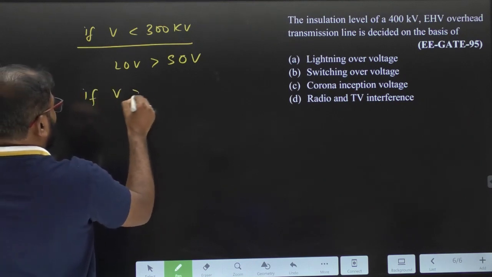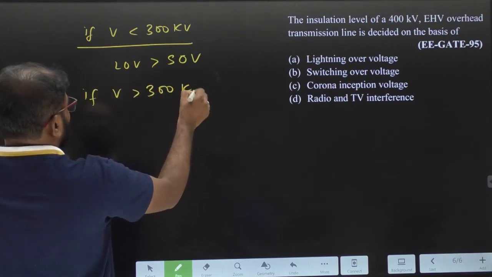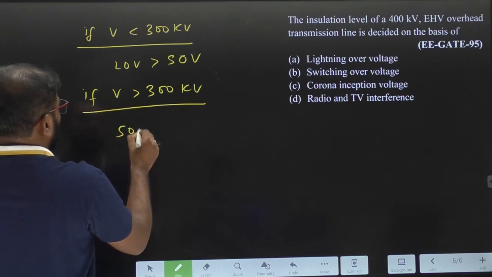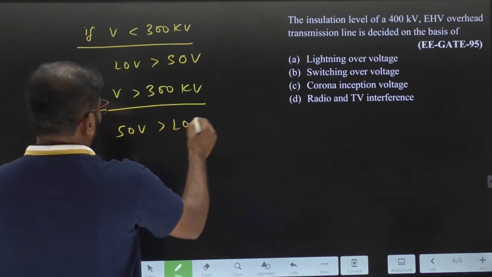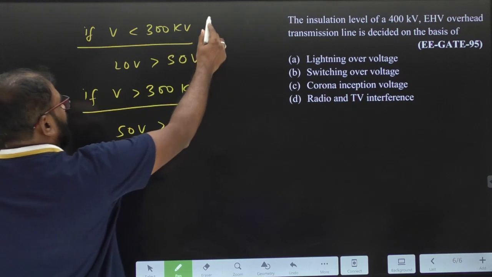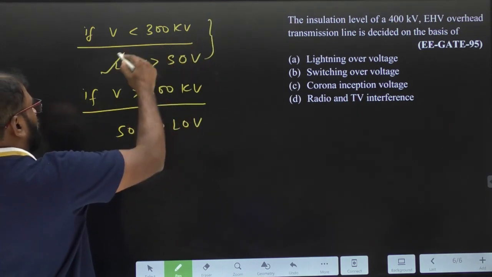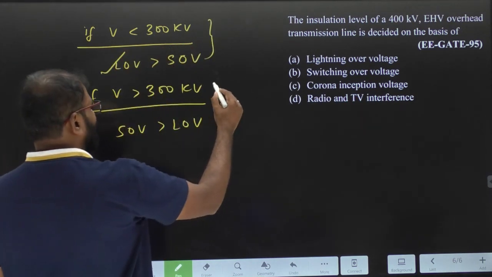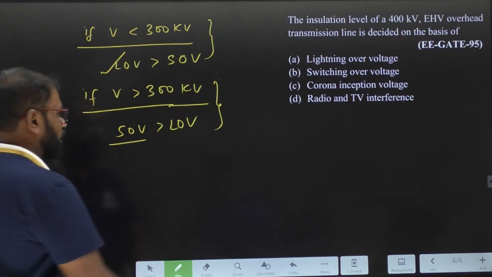Similarly, if the operating voltage is greater than 300 kV, then it's reverse. Switching over voltage is greater than what? Lightning over voltage. That's why the criterion for less than 300 kV is lightning over voltage, and for greater than 300 kV, it is switching over voltage.